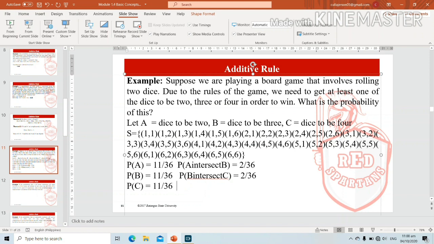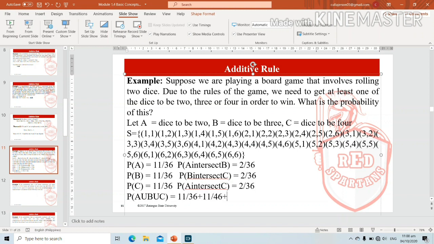And probability na A intersect C. 2 and 4. So, 2, 4 and 4, 2. 2 over 36 din. So, hindi naman pwede na sabay lalabas yung 2, 3, and 4 kasi dadalawa yung ating dice. Kaya, 0 yung ating intersection between 3 events.